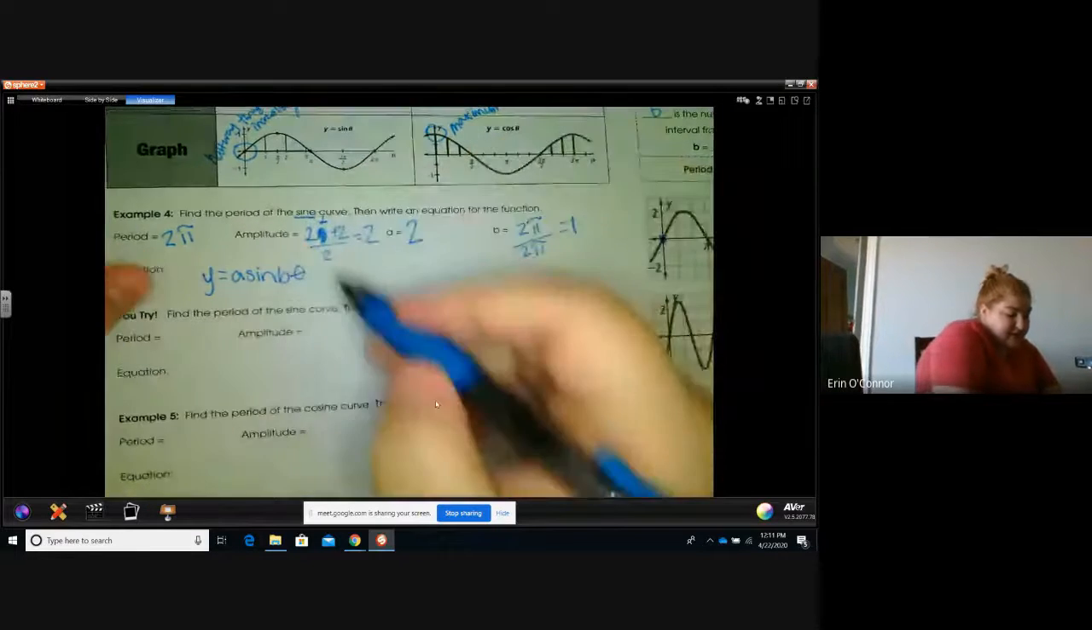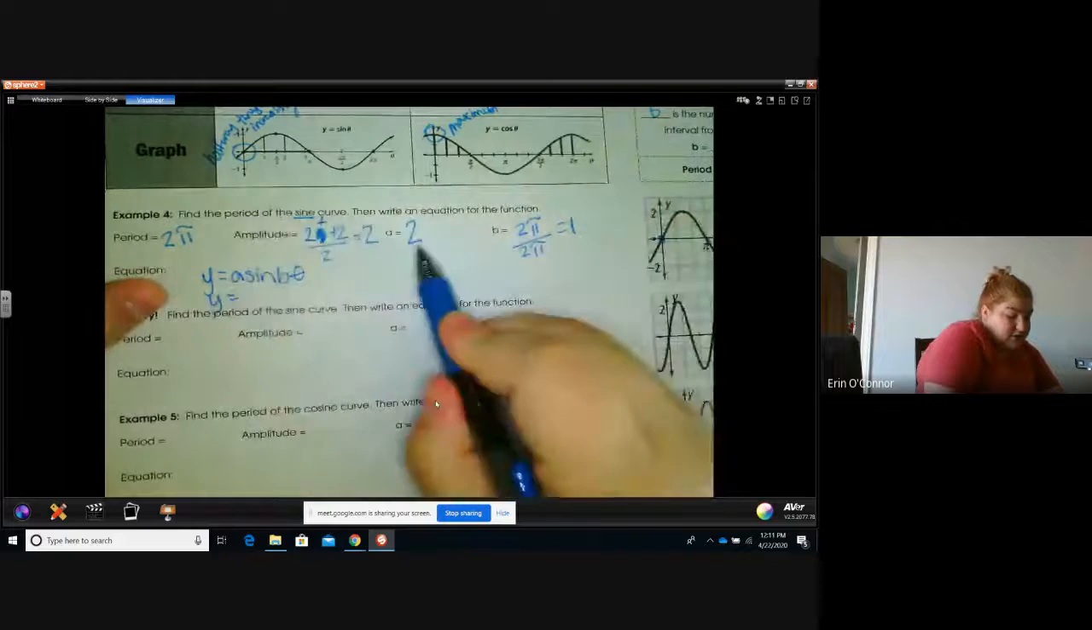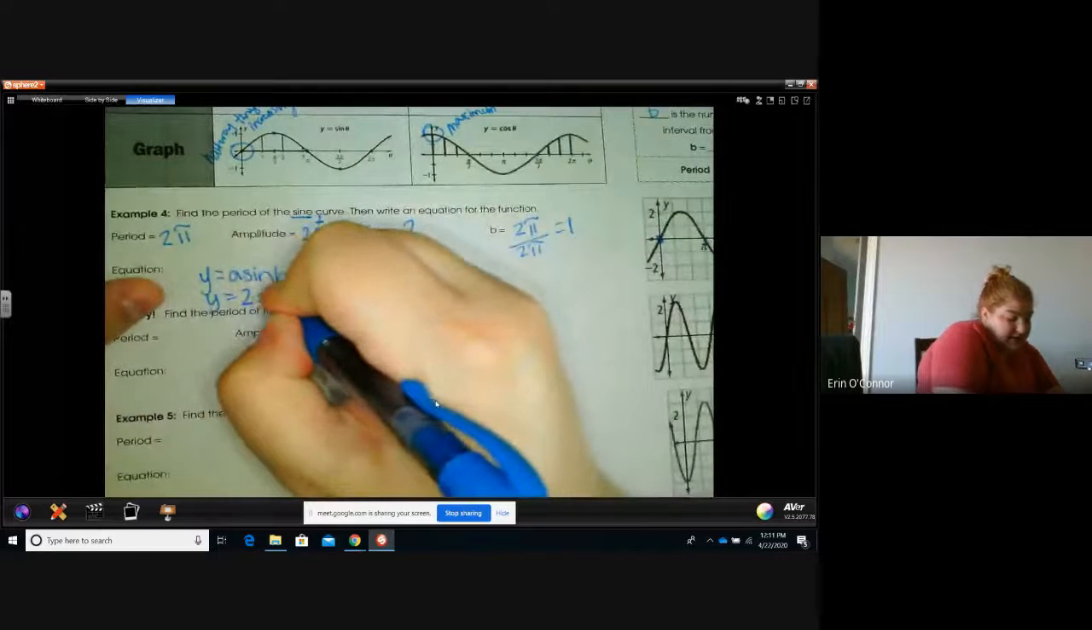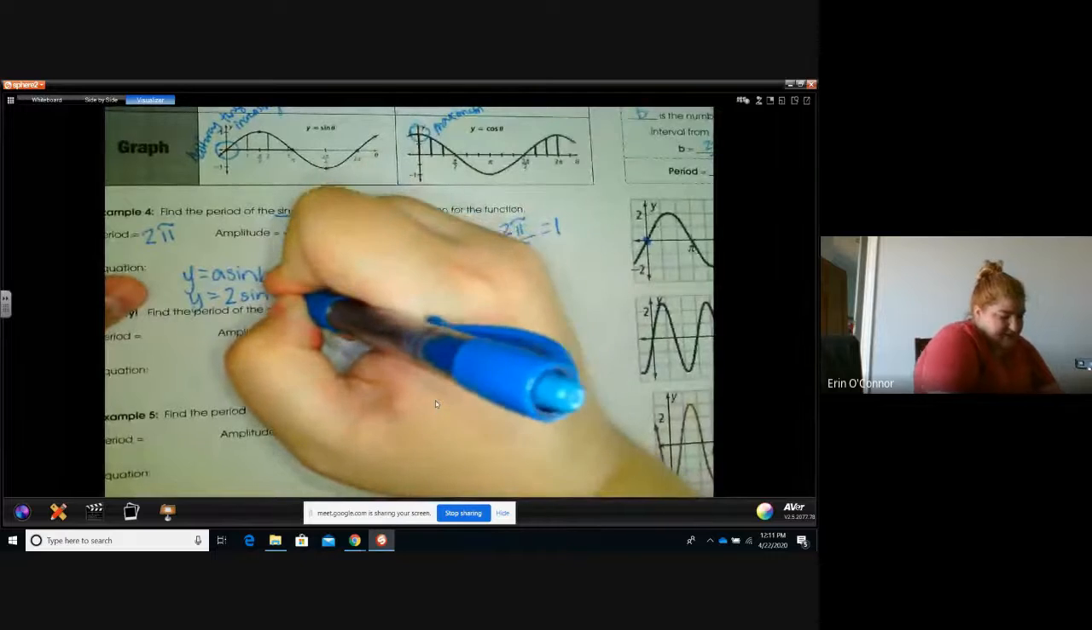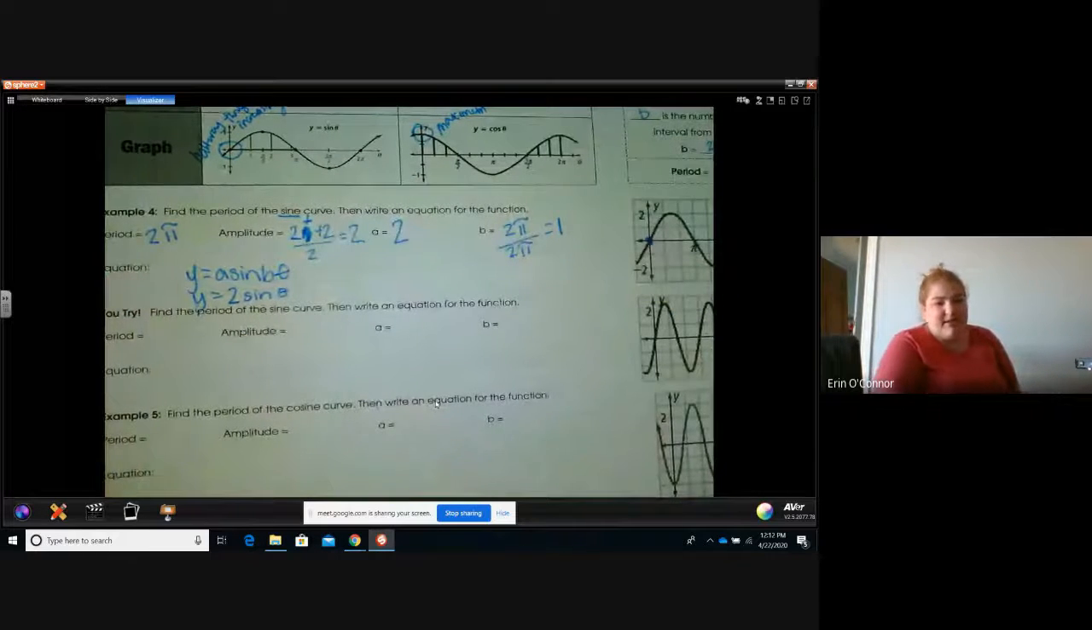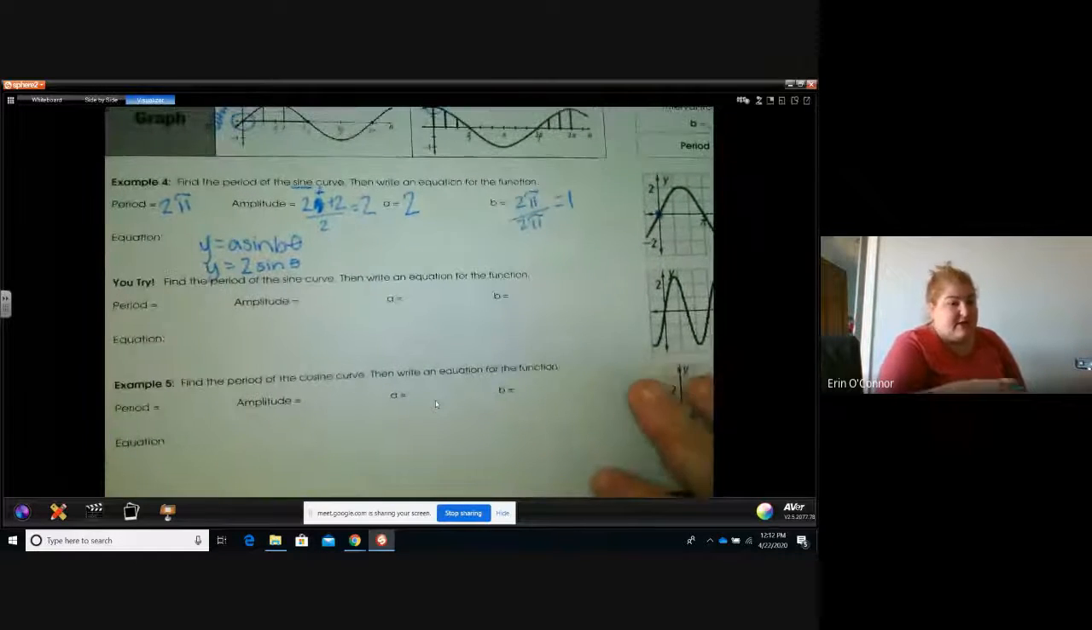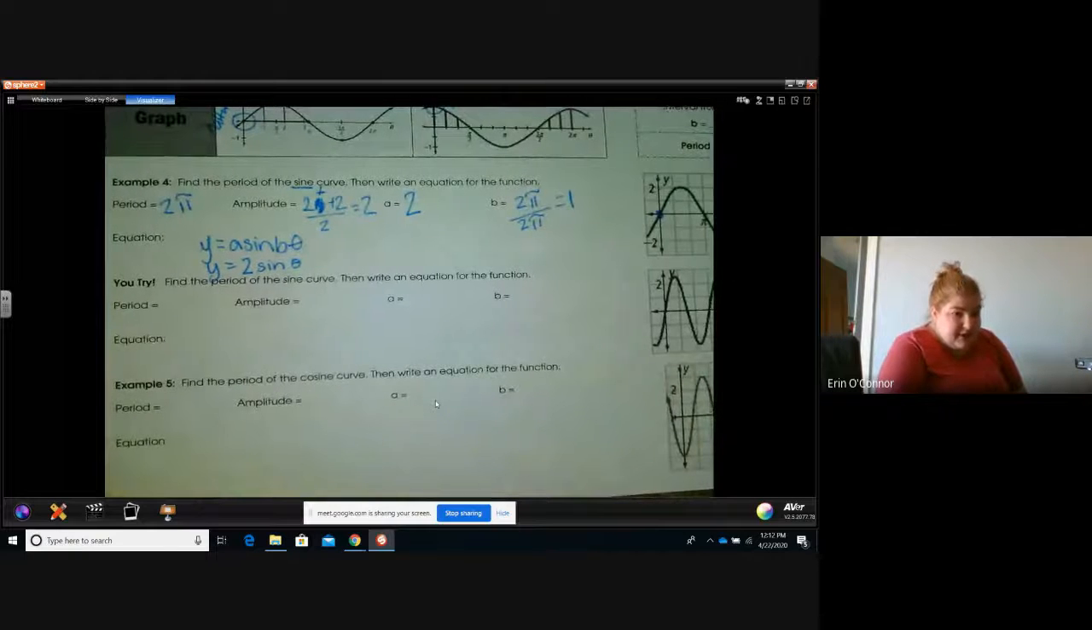So now we're going to fill this in. Y equals 2 sine. Now we could put a 1 in front, but it's kind of pointless, so we just say theta. Because the 1 in there is implied. All right, so now you try this yourself. Pause the video, you try.